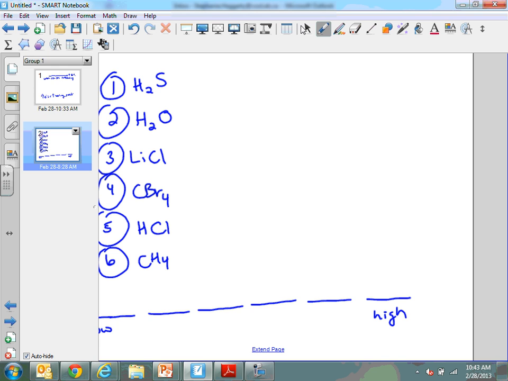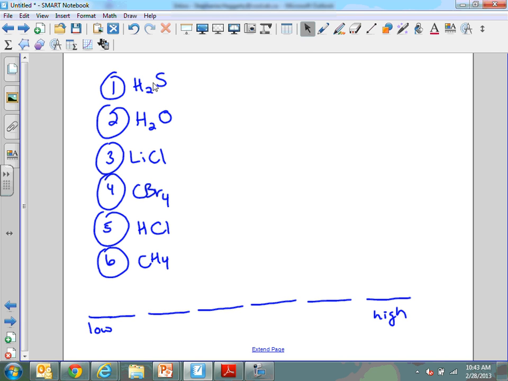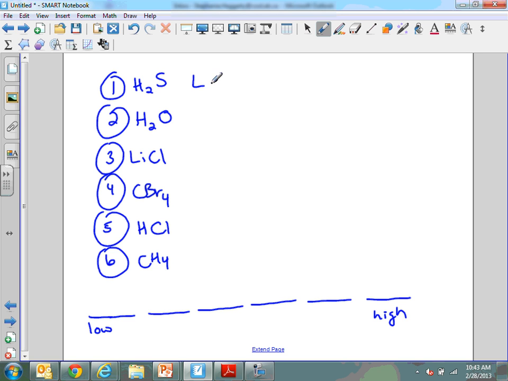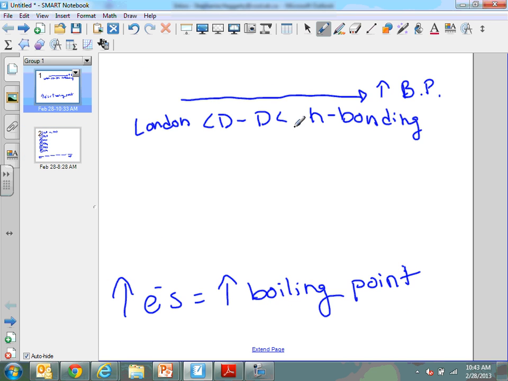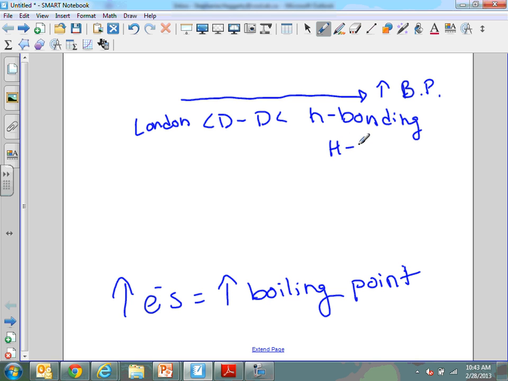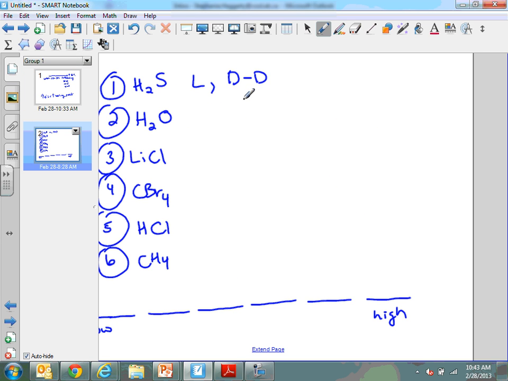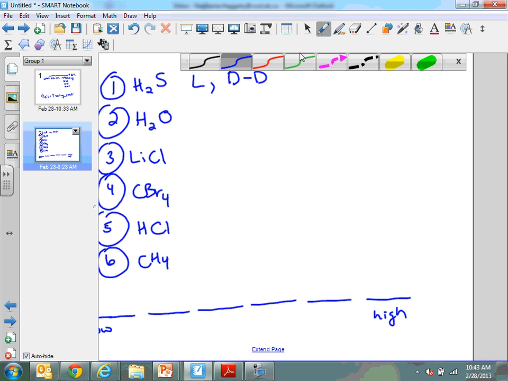Okay, so we'll have a look at the substances that were given and list off the intermolecular forces. So H2S is polar. Okay, everything has London forces, so this will have London. It's also polar, so it's going to have dipole-dipole. There is no hydrogen bonding. For hydrogen bonding, remember you need to have an HO, an HF, or an HN bond. So in H2S, we don't have any of those three. So those are our only two intermolecular forces.